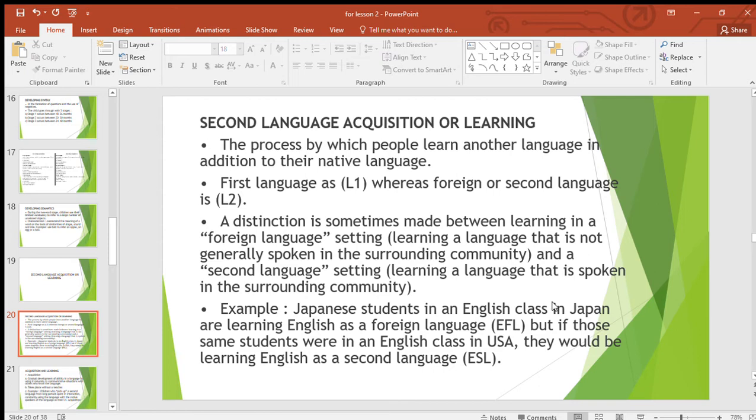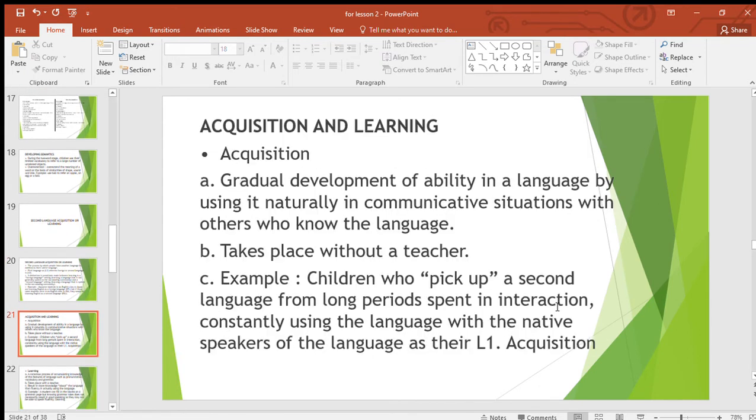Or Visaya, for example, Tagalog, Visaya. Let's say from Cebu City, the Bisaya people know the Visayan language. So that's their first language. But going to Manila, people are using Tagalog, and they are also able to communicate in Tagalog. They learned that. So Tagalog is their second language. Moving on to acquisition and learning.